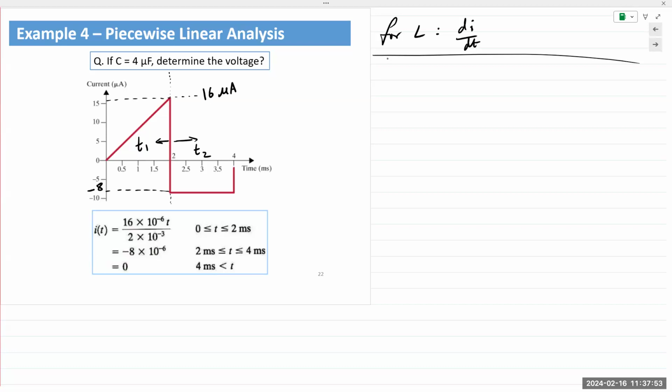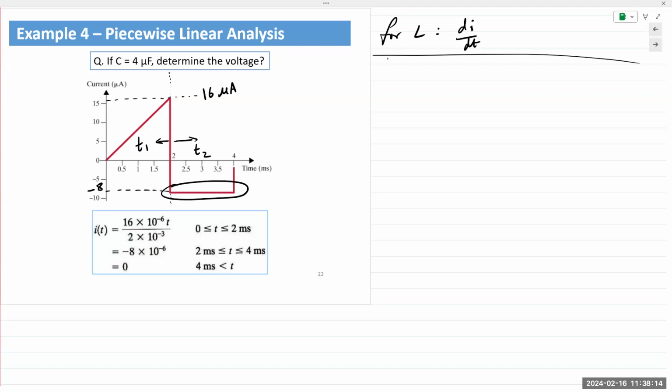And this is -8. So 2 time periods. The first one goes from 0 to 2. The second one goes from 2 to 4. Let's take a look at time period 2. And the reason is it's a flat line.